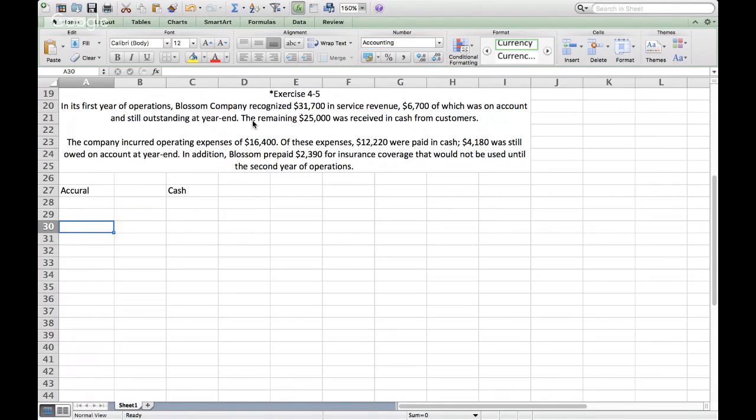4,180 was still owed on account at the end of the year. In addition, Blossom prepaid $2,390 for insurance coverage that was not used until the second year of operations. So there's a few keywords in here that we need to understand first before we can get started on the problem.